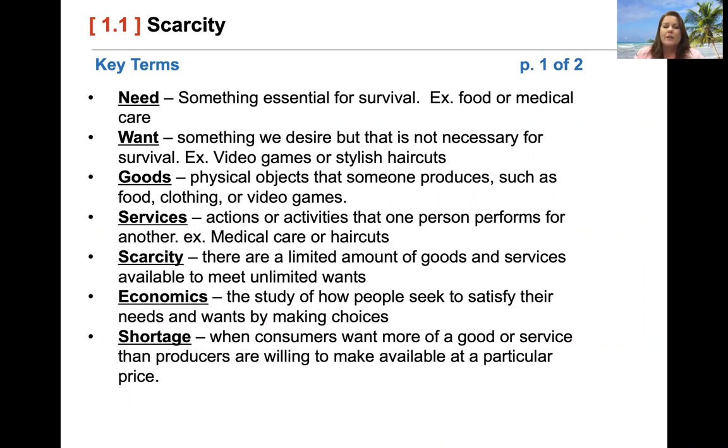So the first thing that we need to talk about are the differences between a need and a want. A need is something essential for survival. And you've always heard food, clothing, shelter, but medical care would be in there as well because if you're having a heart attack and you don't get medical care, you're probably not going to survive.